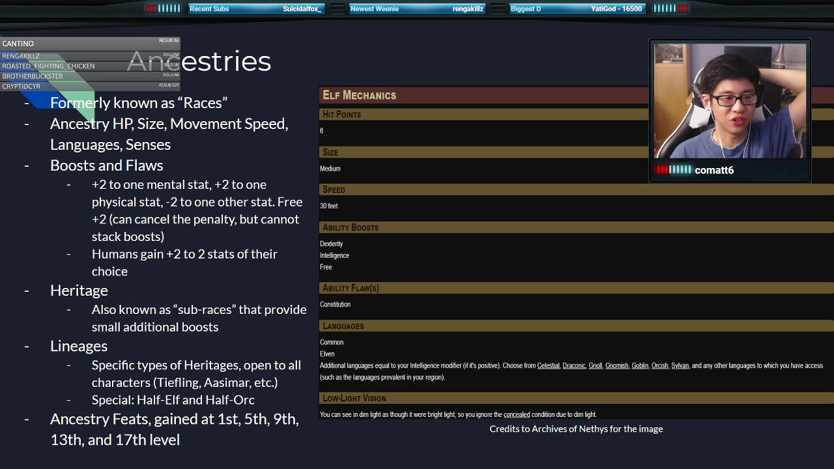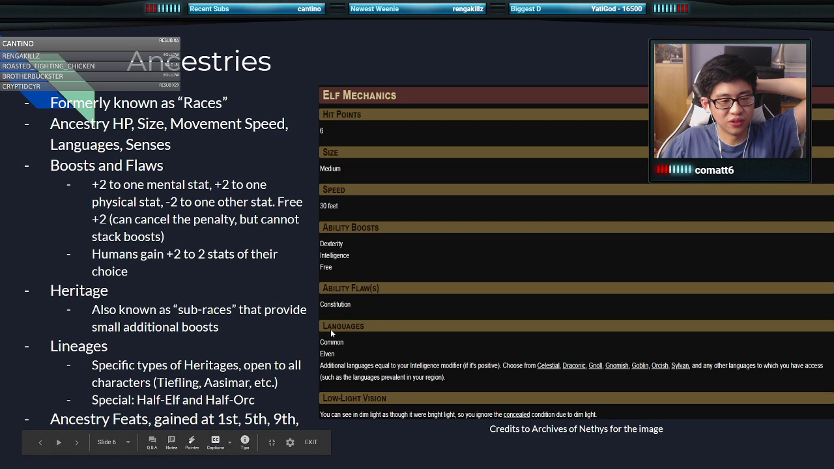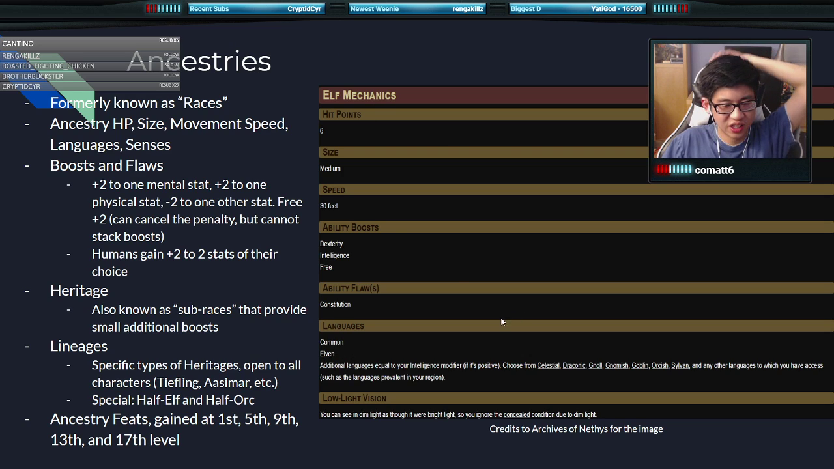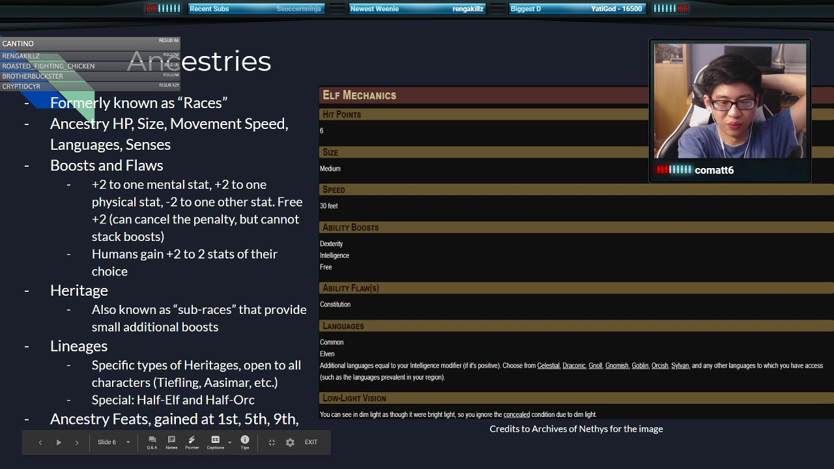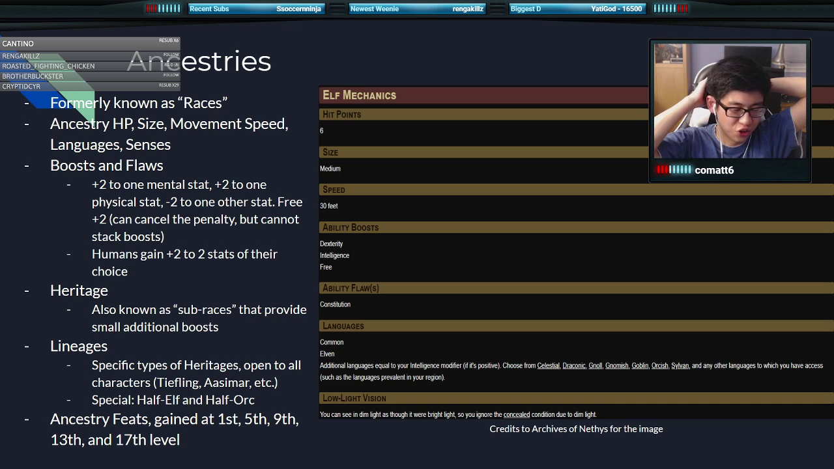Languages, as I had mentioned a bit ago, every ancestry starts off with 2 languages known. For elves, it's always going to include common and then their ancestral language. So common and elven for elves, and if they have a high intelligence modifier, they gain additional languages. Some of which are from a selected group, like these. If you're human, you get to basically just pick either a dialect or a separate language.